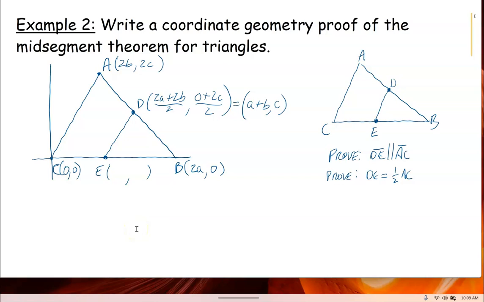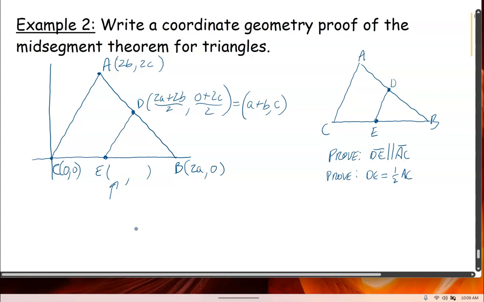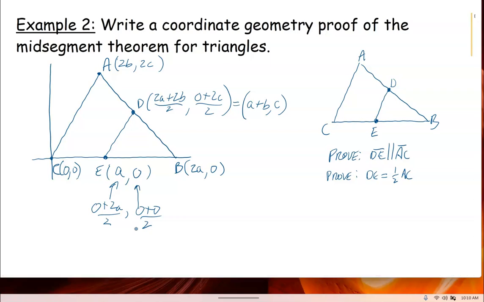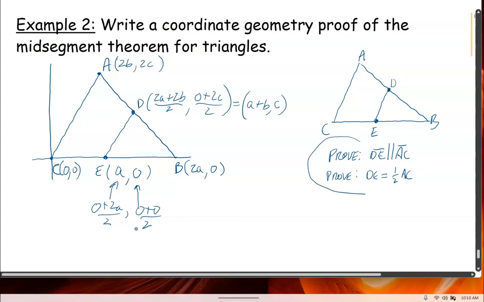Okay, so the coordinates for point E, if we take the average of the x coordinates for this, that would be 0 plus 2a divided by 2, which just becomes a. And the average of the y coordinates would be 0 plus 0 divided by 2, so we just get 0. So the coordinates for point E are a, 0. Okay, now we're going to try to prove these two things.